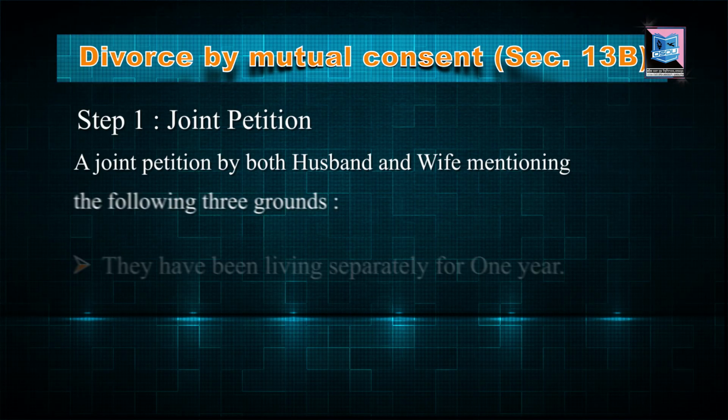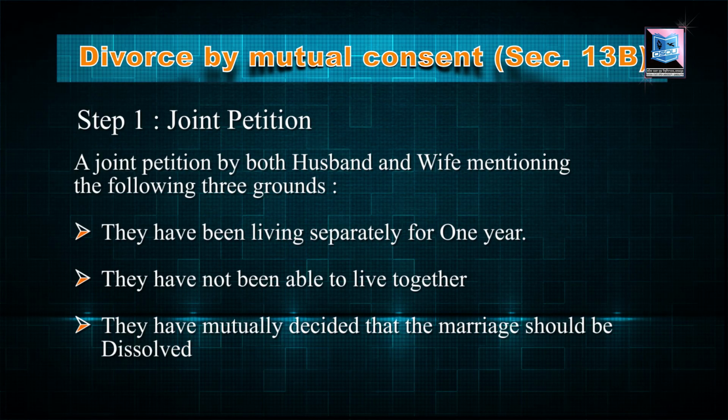In the procedure, step 1, as given in your slide, is called the joint petition. Step 1 is a joint petition in which both husband and wife together should write a joint petition mentioning the following 3 grounds. These 3 grounds are: A, that they have been living separately for 1 year; B, that they have not been able to live together; and C, that they have mutually decided to end their marriage. So both husband and wife, to claim divorce under section 13B, must write a joint petition stating that they have not been able to live together for 1 year, they will not be able to live together anymore, and they want to dissolve their marriage. This is step 1.